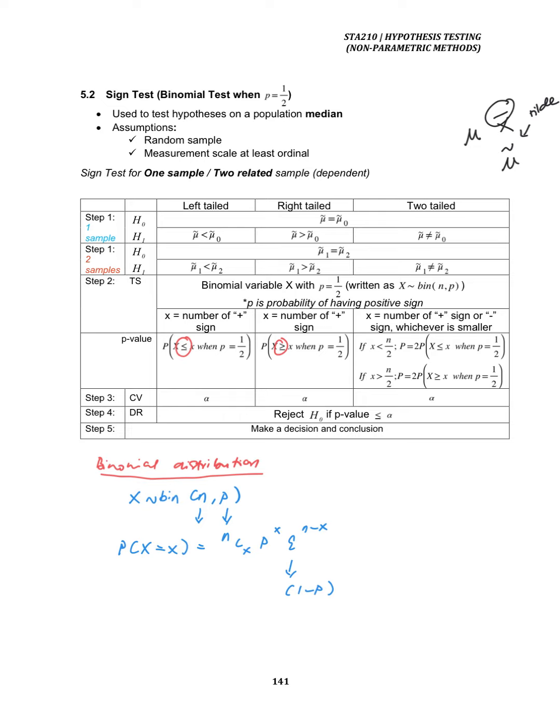Okay, so I just recap. To find the probability of X equals x, we should use the formula nCx p to the power of x, q to the power of n minus x. Okay, don't worry. I know that you still cannot see what actually sign tests are. Then after we look at the example, I hope that you will understand.